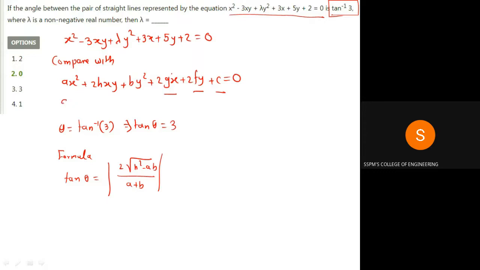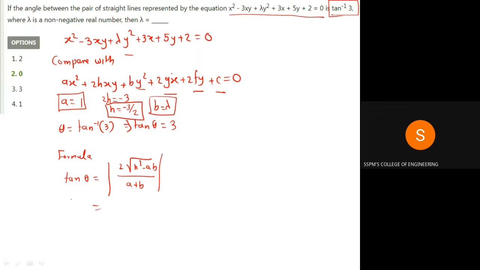So what is the value of a? It is 1. What is the value of 2h? It is equal to minus 3. That is, h is equal to minus 3 by 2. What is the value of b? That is the coefficient of y square. It is lambda. So these three values are required: h is equal to minus 3 by 2, b is equal to lambda, and a is equal to 1. So we will substitute those values and solve the equation.